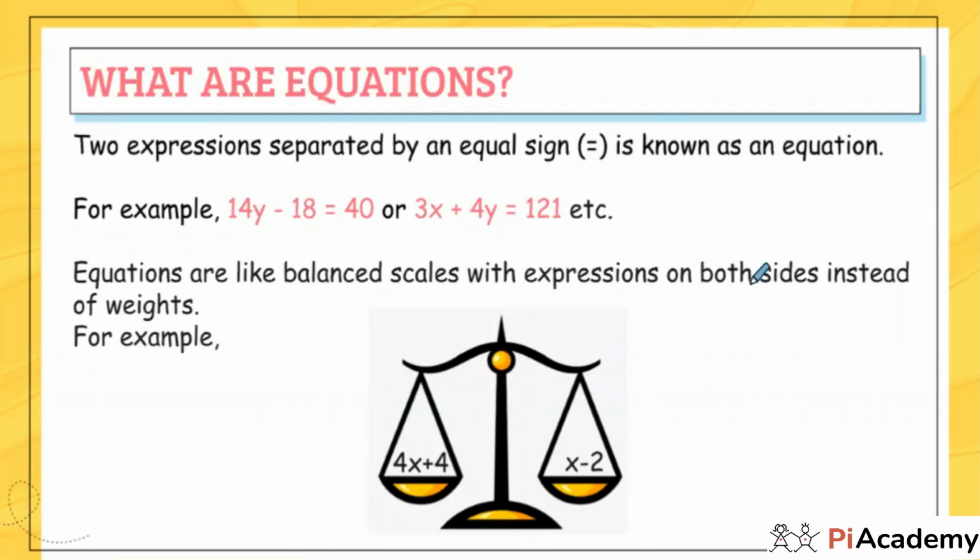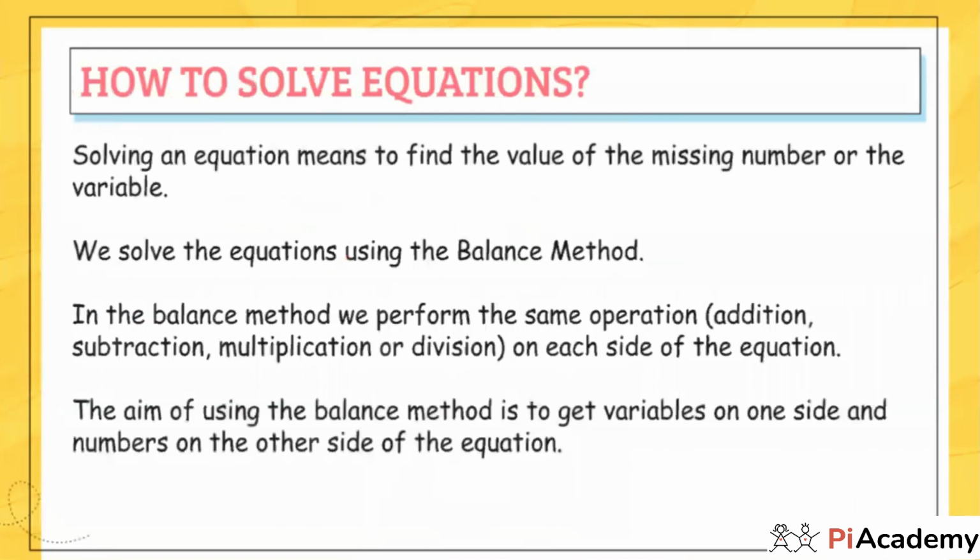Okay, after this, if we talk more about equations, then equations are like a balance scale, with expressions on both sides instead of weights. So this is the weighing scale, right? Here you can see 4x plus 4, and here x minus 2, but still they are equal because you can see the weight is balanced here. So they are telling you equations are like balanced scales. This is just an example, and they are equal.